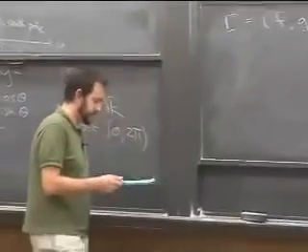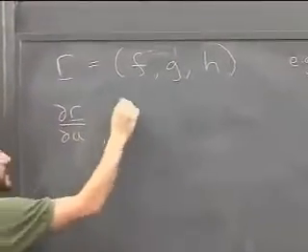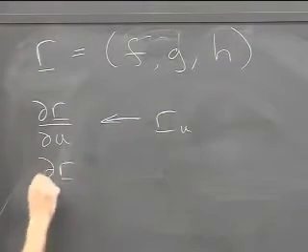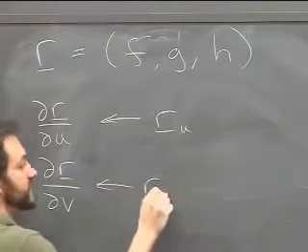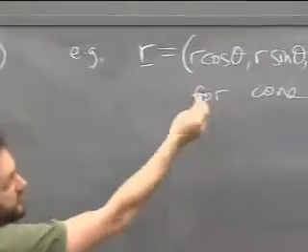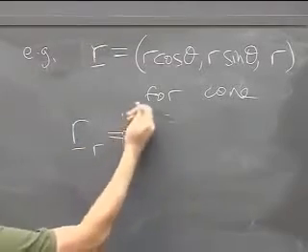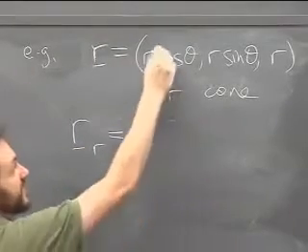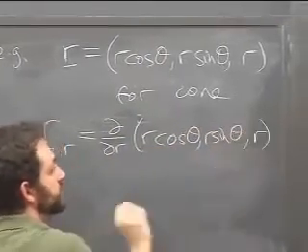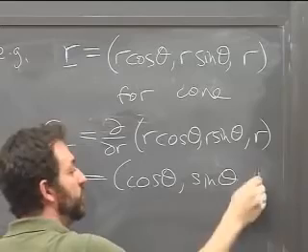All right, so we pack them up, and we have a notion of dr du, which we could write as r subscript u. And we have a notion of dr dv, which I would call r subscript v. So again, not everything is always u. In here, u and v are r and theta. So we would have r sub r equal to the derivative with respect to r of this, which is just cosine theta, sine theta, 1.